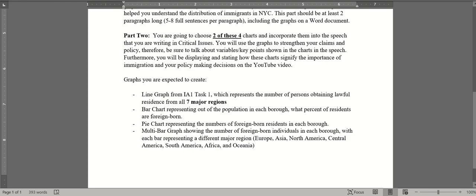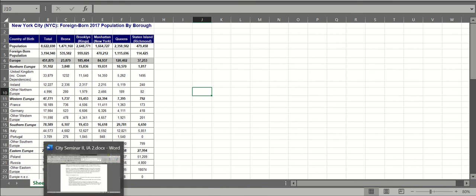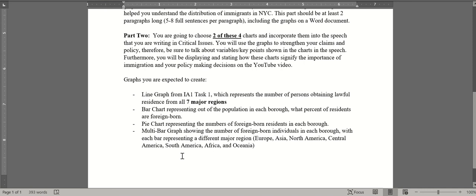There should be 7 bars per borough, each bar representing a different region. So the graph should look like a bar graph with 7 bars per borough, and there should be 5 boroughs on the horizontal axis. I'm going to have an upcoming video talking about multi-bar graphs and whatnot, so I'm going to help you guys a little bit on that.